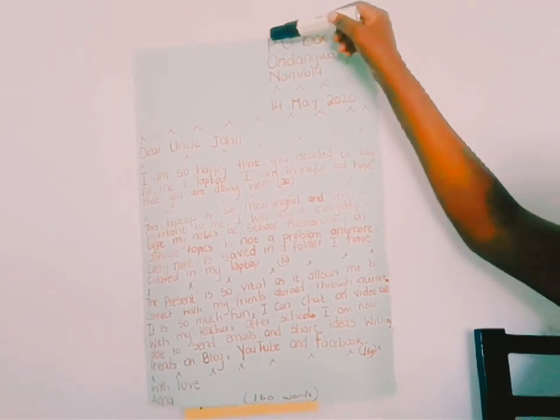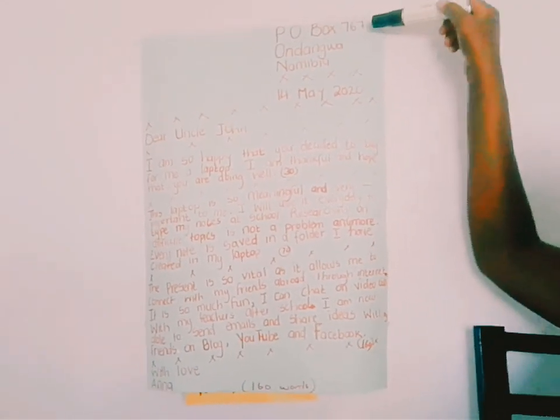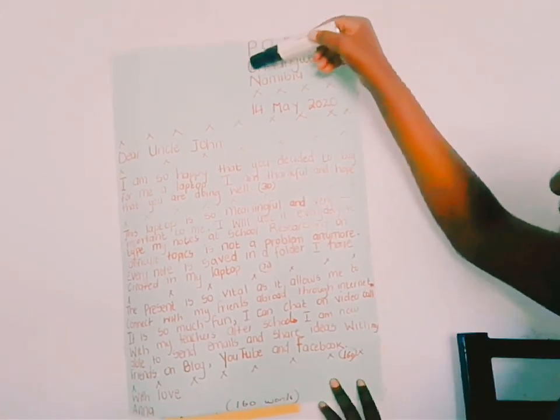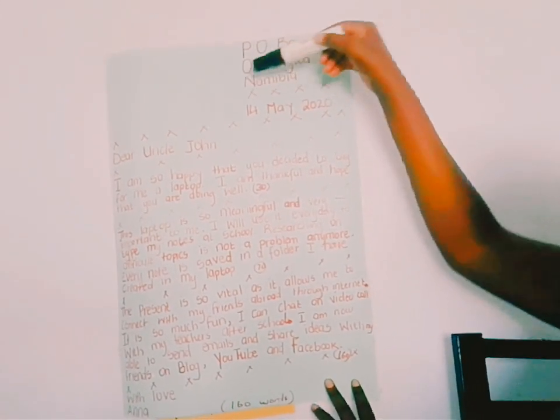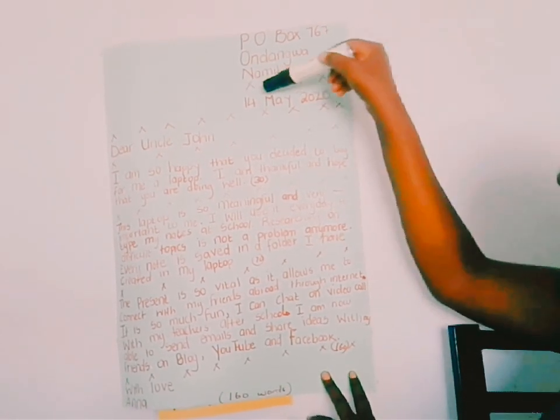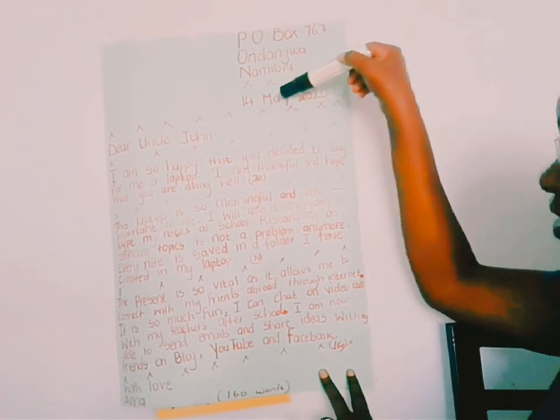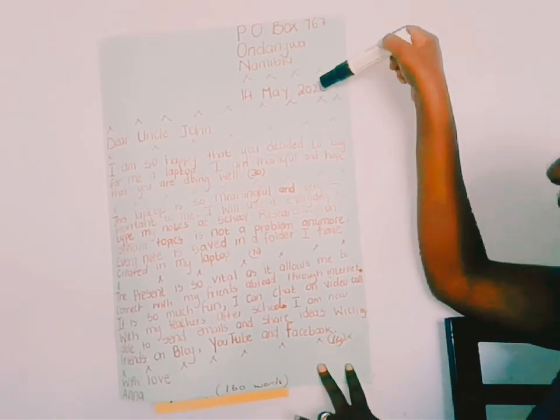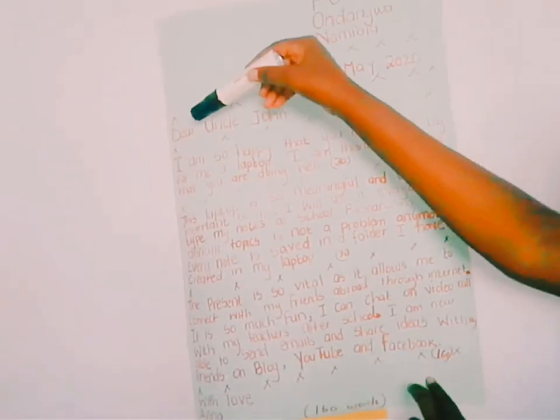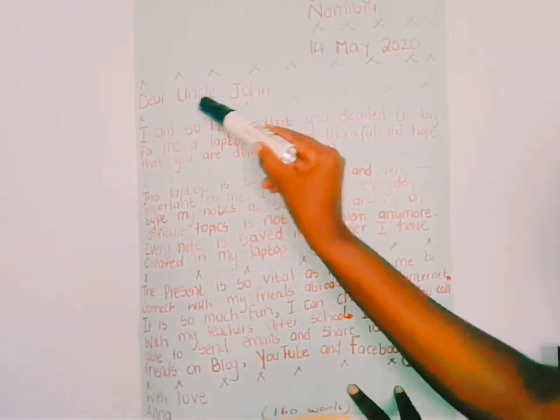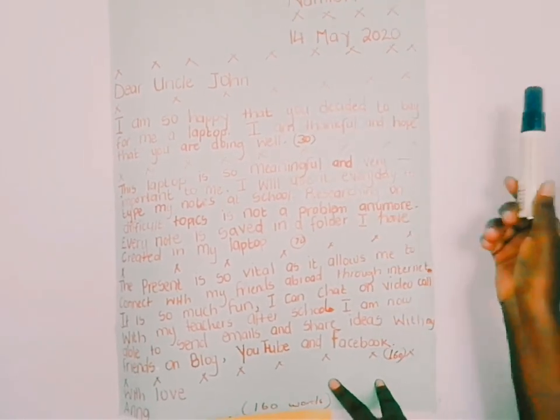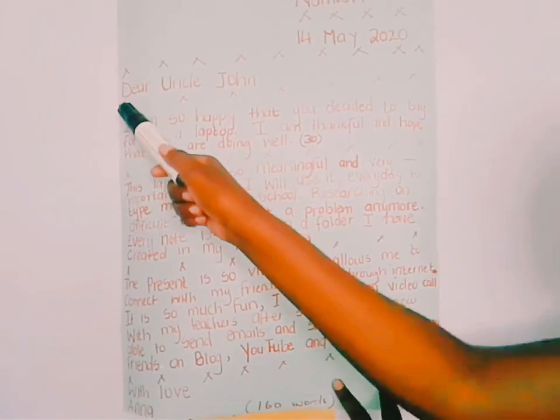Anna also started with her address, that is P.O. Box 767 on Dangwa, Namibia, and she wrote her address so straight. This is what I was talking about. She omitted the line. The crosses are showing you that she omitted the line. She wrote her date, which is 14 May 2020. Then she omitted another line. Then she came to write her greeting, which is Dear Uncle John. It is a salutation. So Anna is writing to her uncle.